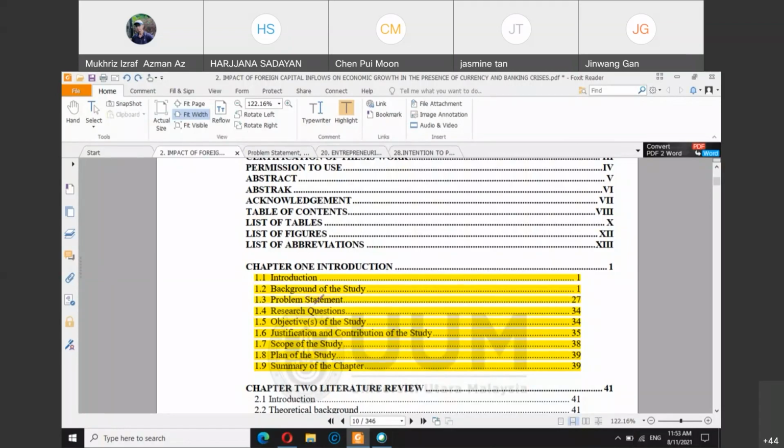We have discussed in great detail the problem statement and also the background of the study. You can always refer to the previous videos where we discussed them. The next part in Chapter 1 is the research question and research objective. I'm referring to this thesis number 2, because I think the layout of the format is very nice and simple to follow.